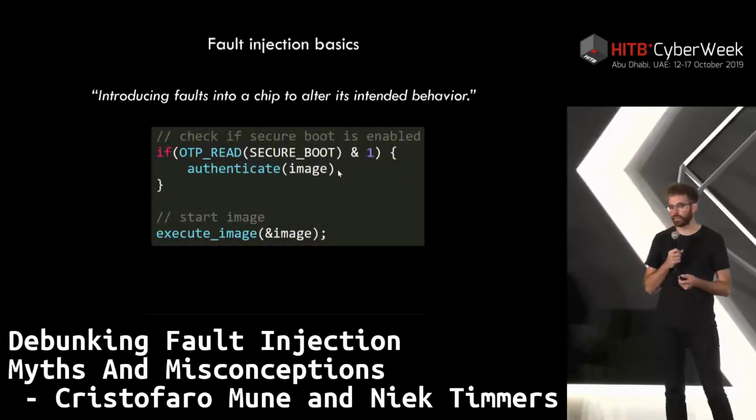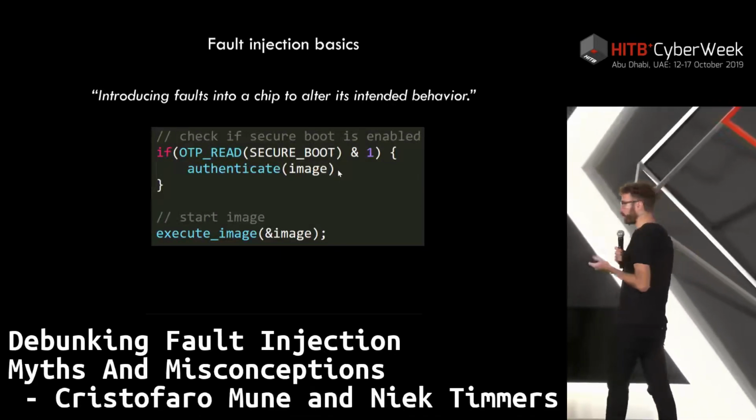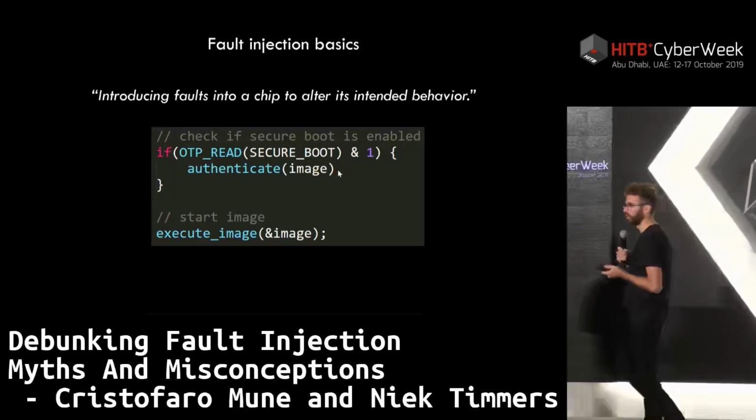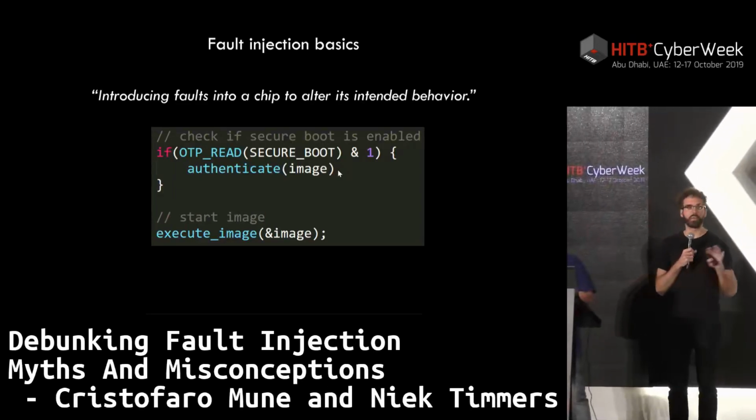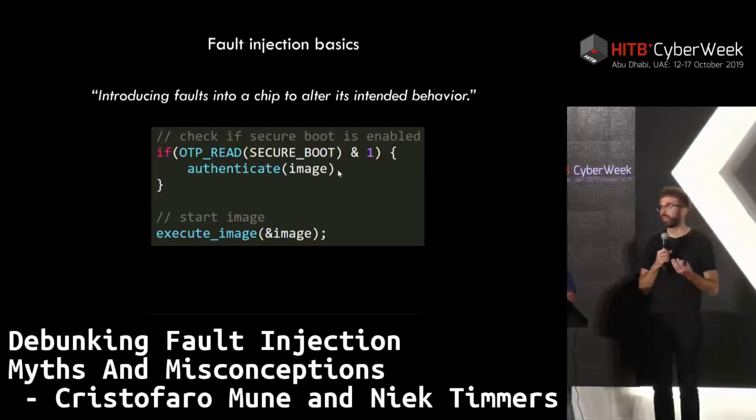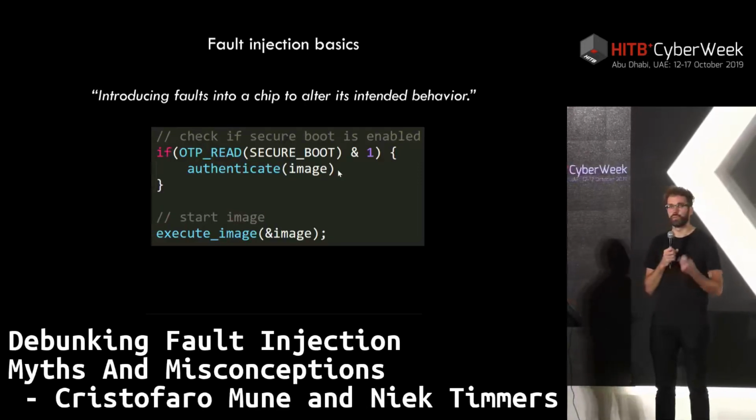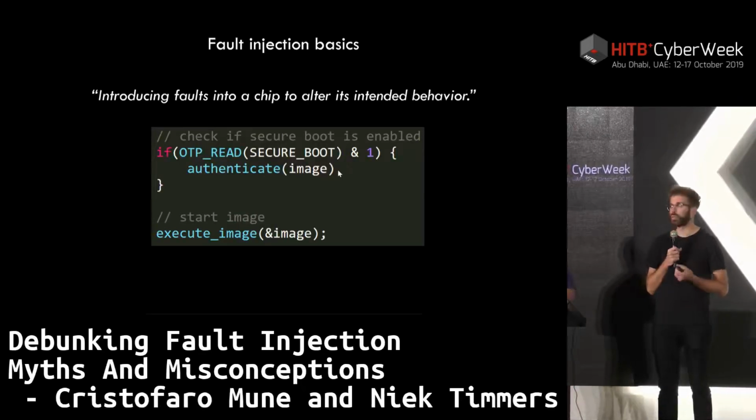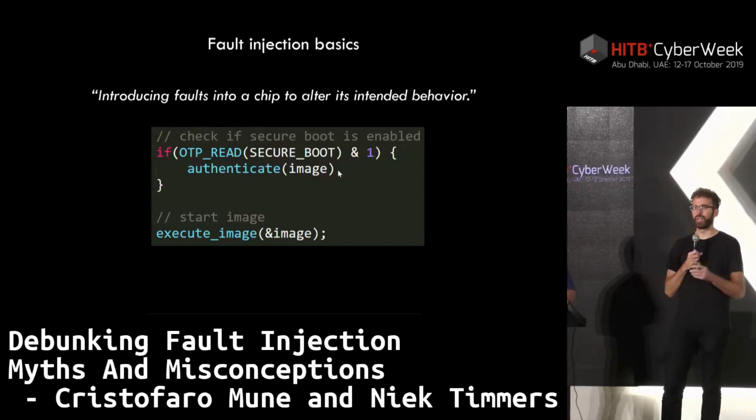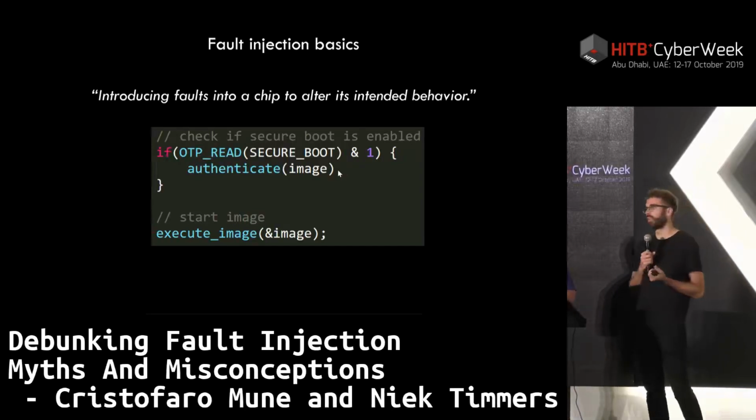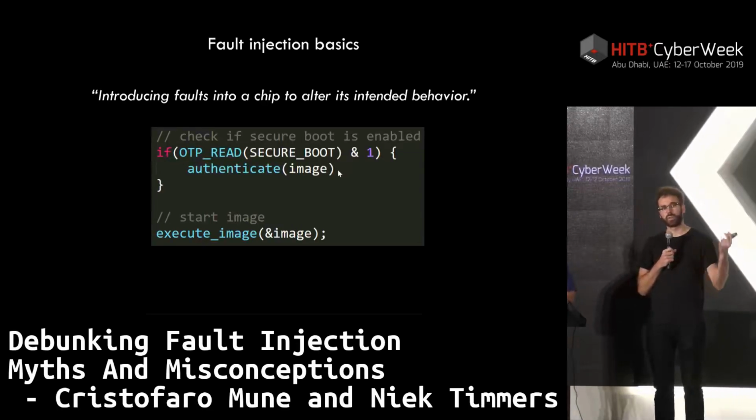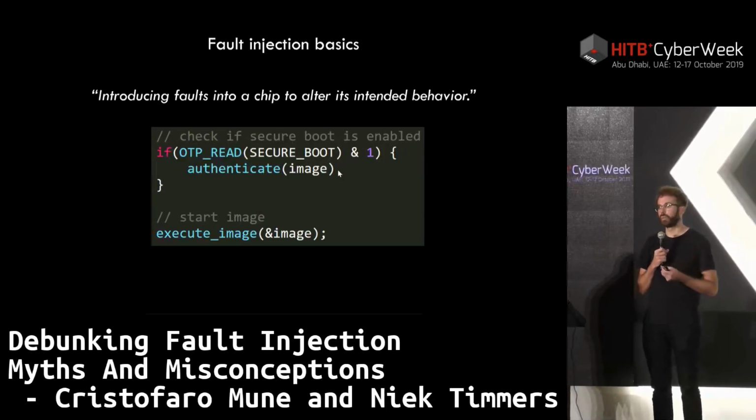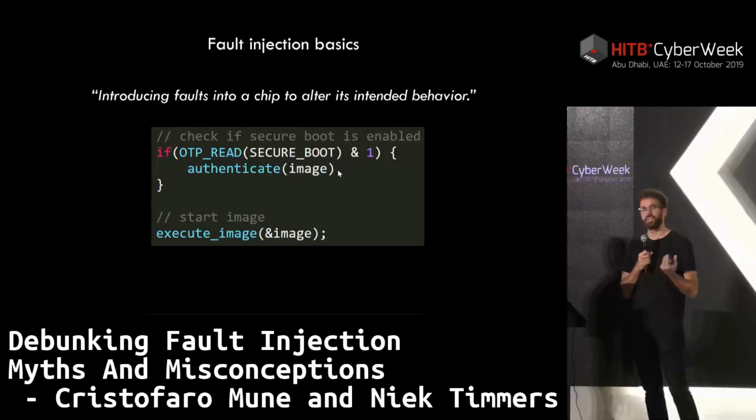So when we talk about fault injection attacks, we really talk about introducing faults into a chip in order to alter its intended behavior. So for example, if you look at this code snippet, which can be used to authenticate an image during boot, you typically see something like this in a secure boot implementation. You see that there is a flag being read from OTP in order to determine if the image will be authenticated or not. So if you would change the image that's stored in Flash, this piece of code will actually make sure that that code cannot be executed because the authentication will simply fail. So this is exactly what you can change using fault injection.